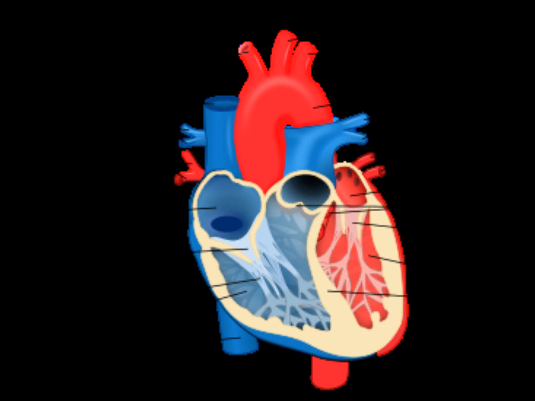Okay, so a quick little recap of Tuesday. How many key vessels did we have up on the board? Five. What were they? You had the aorta, pulmonary trunk, the coronary sinus, superior vena cava, inferior vena cava.